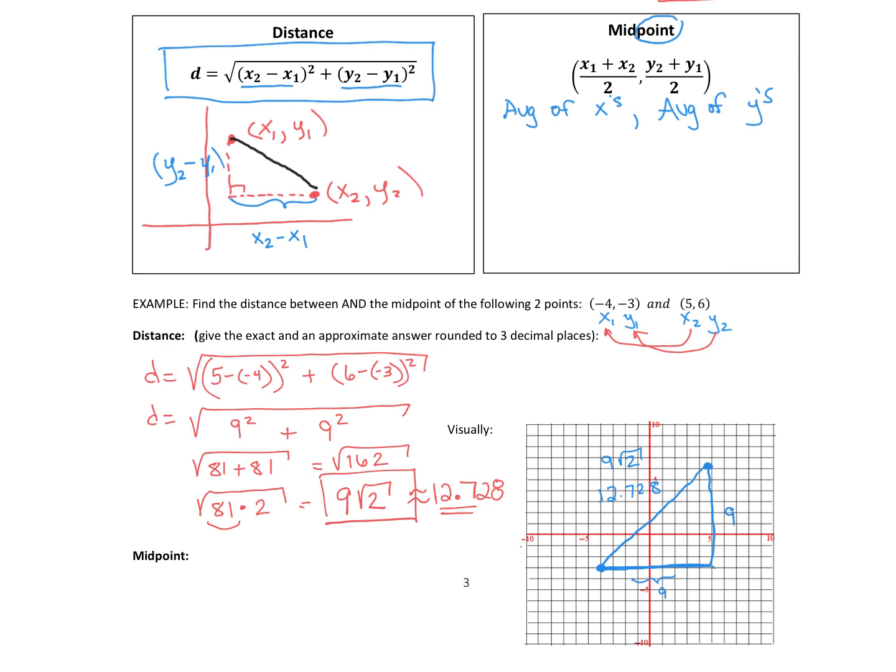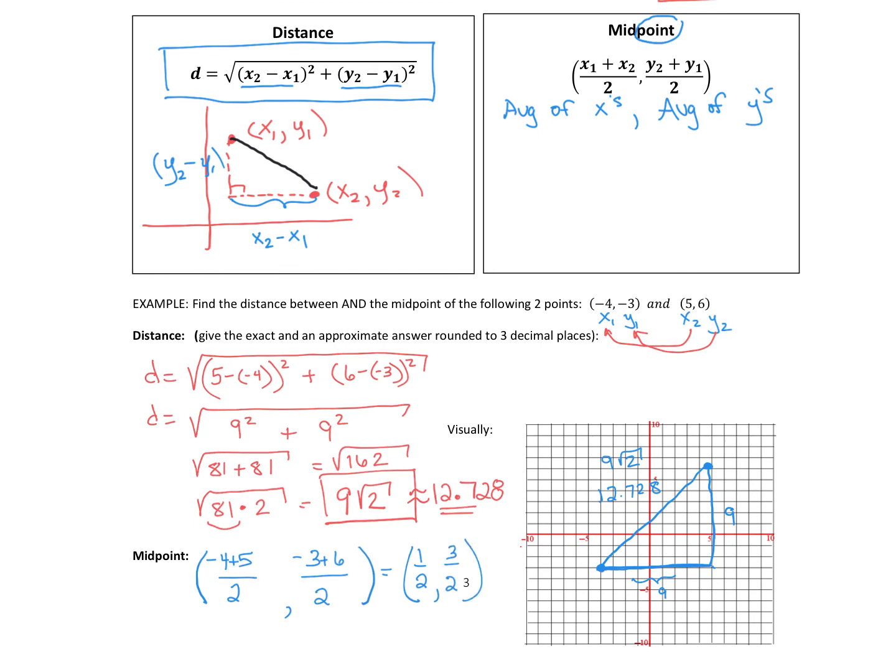Now, the midpoint formula, much easier to use, is again just the average of the x's and the average of the y's. So in this particular case, we've got our ordered pair. We want to remember it is an ordered pair. So we're going to add the x's, -4 plus 5, and divide by 2. And we're going to add the y's, -3 plus 6, and divide by 2. And simplifying, we get 1/2 and 3/2.